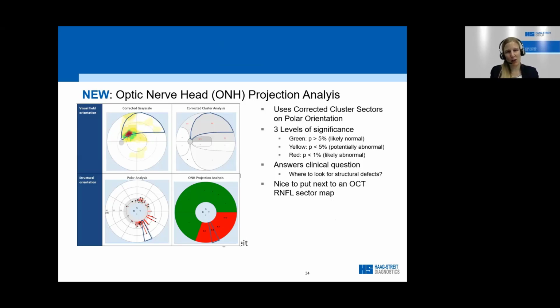So you take the cluster analysis, or actually the pattern deviation cluster analysis, which is corrected for diffuse loss. And you take that cluster and you see how all these points in there correspond to a certain sector in the polar analysis. And then you draw a sector map similar to what you have in the OCT. It's the optic nerve head projection analysis.